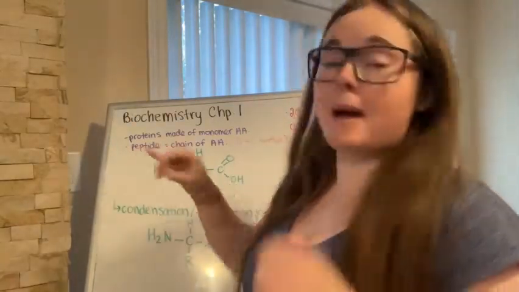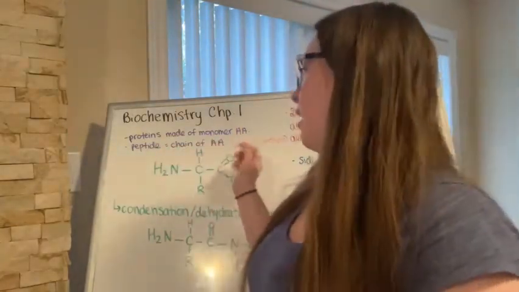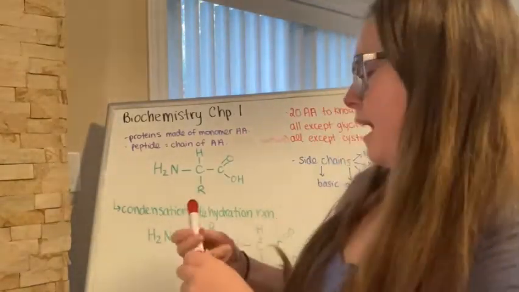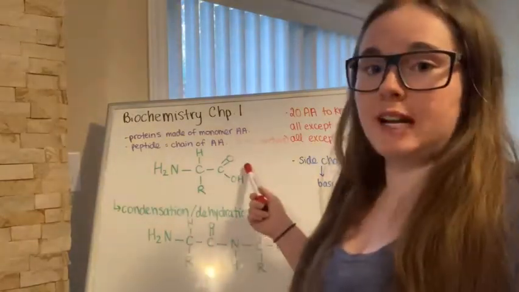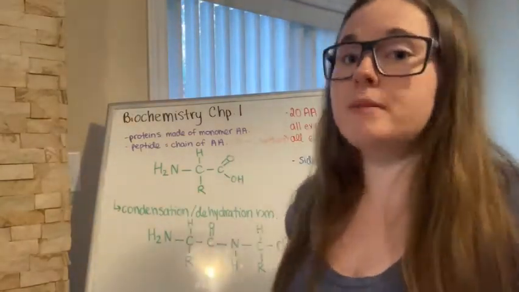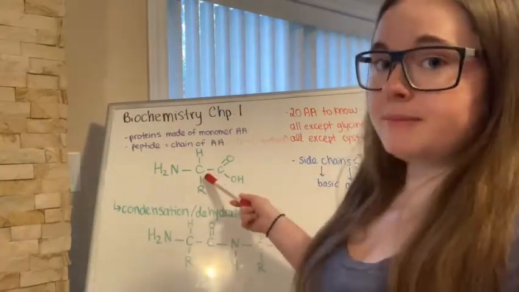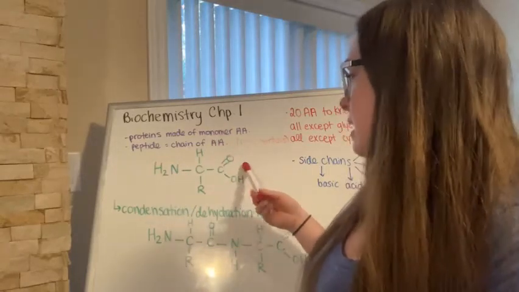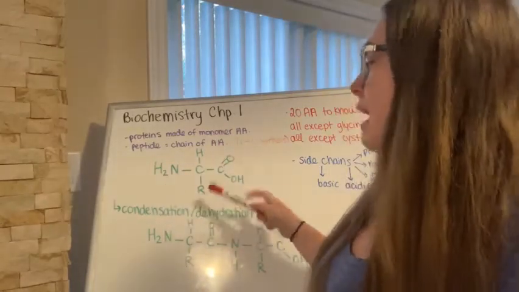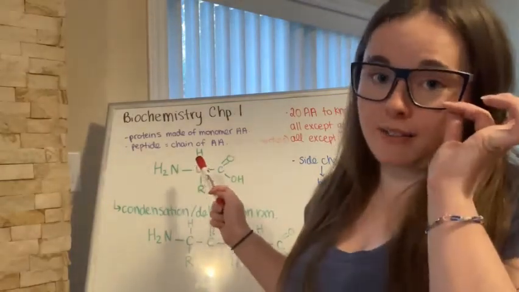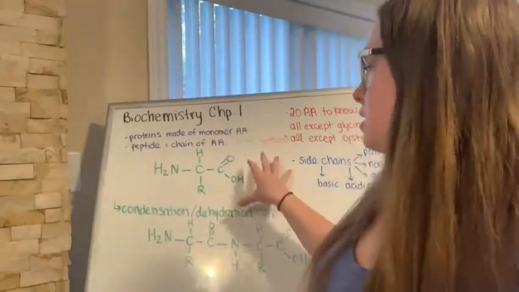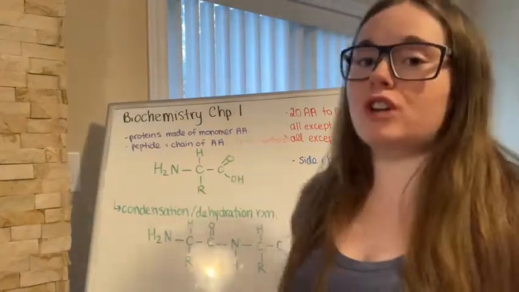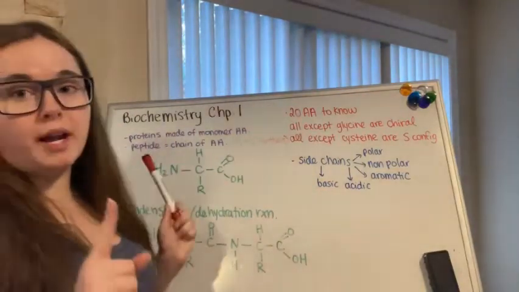A peptide is actually a chain of amino acids. If we have our amino acid right here, this is our general structure of an amino acid. We have our alpha carbon, we have our hydrogen, we have our carboxylic acid, amine group, and we have our R group. We're going to talk about the R groups in a later part of the video. Those four parts make up the general structure of the amino acid. And so this is a monomer. This is just one amino acid.